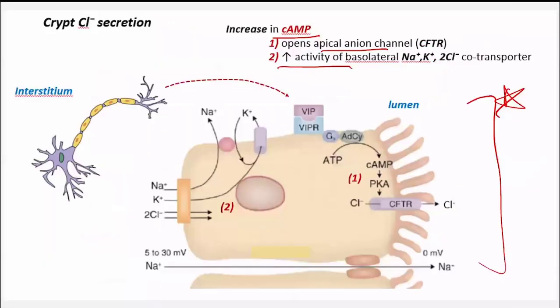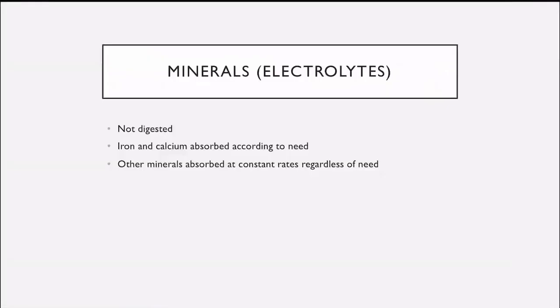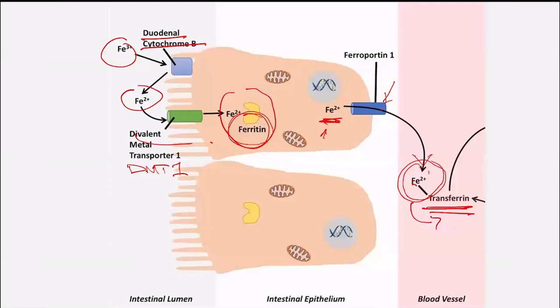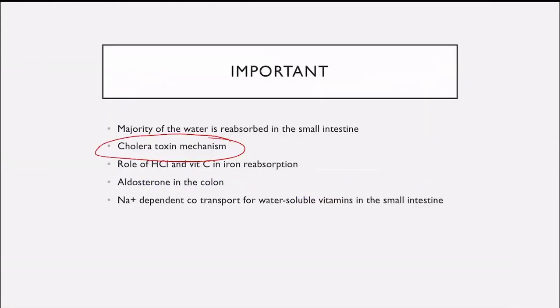And then we have the role of HCl and vitamin C in iron reabsorption. So we just talked about this. Hydrogen chloride provides an acidic environment, facilitating the conversion of Fe3+ to Fe2+, and vitamin C is a reducing agent. And both of these involve the duodenal cytochrome B, okay? Aldosterone in the colon, we just talked about this.